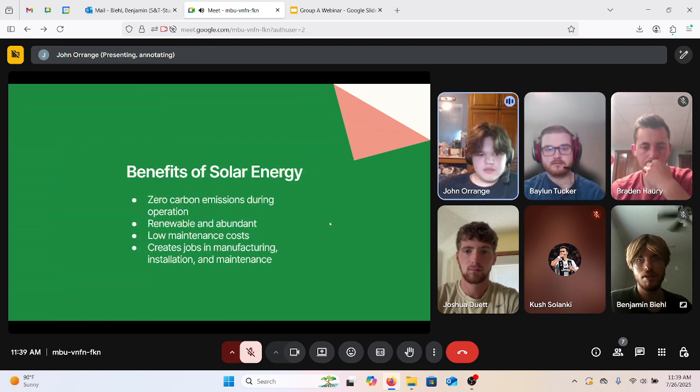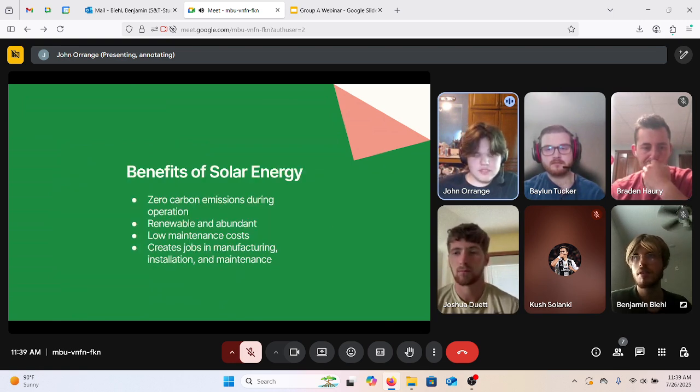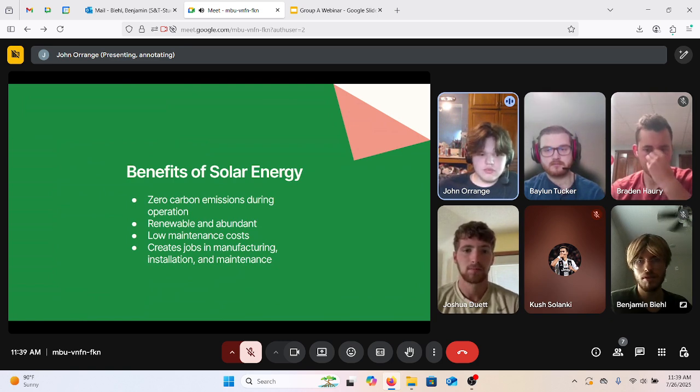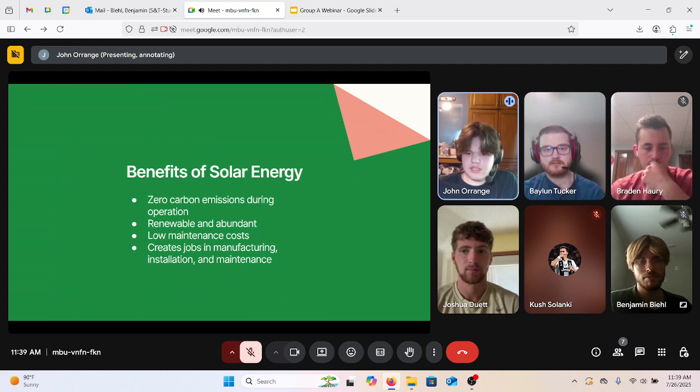And the benefits of solar energy: there's zero carbon emission during operation. It's renewable and abundant, has pretty low maintenance costs, and creates jobs in manufacturing, installation, and maintenance.